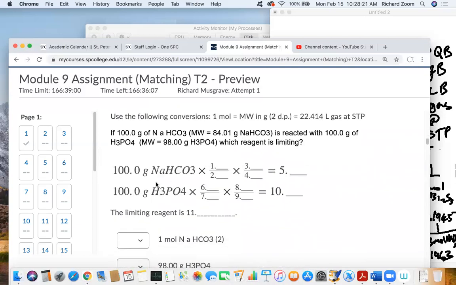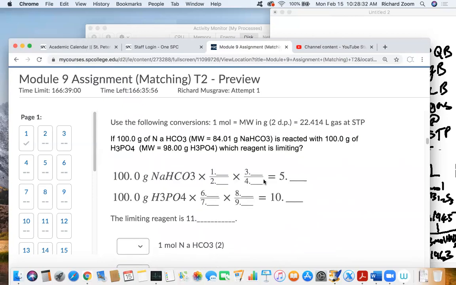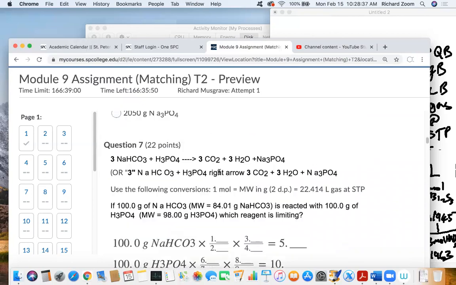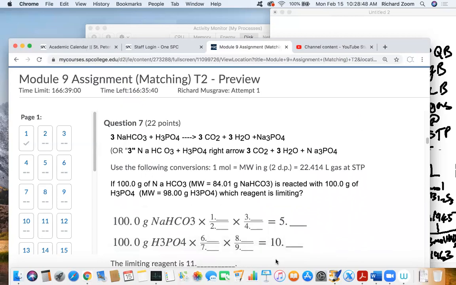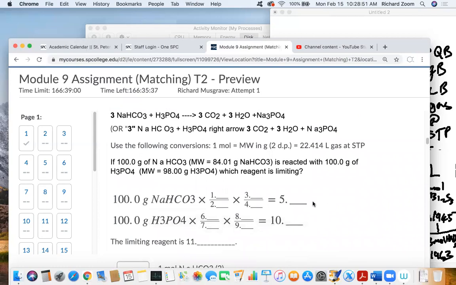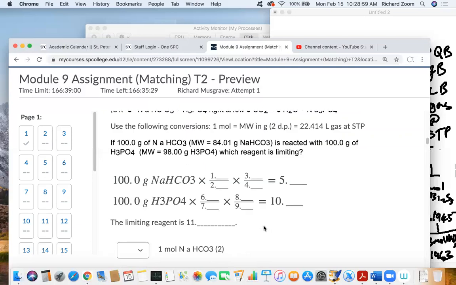This is the limiting reagent problem, and you can see here how we have to deal with that. It's just the same method as what I did earlier. You would do moles of NaHCO3 first, and then divide that by 3 moles of NaHCO3. And for the H3PO4, again, find moles of H3PO4 and divide by 1 mole of H3PO4. Figure out the limiting reagent by comparing 5 and 10 here. Whichever one is smaller, that's the limiting reagent. So this will be good practice for doing all of that.